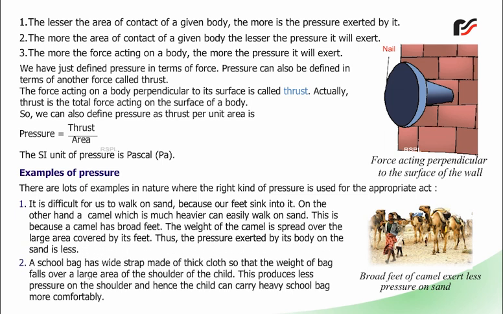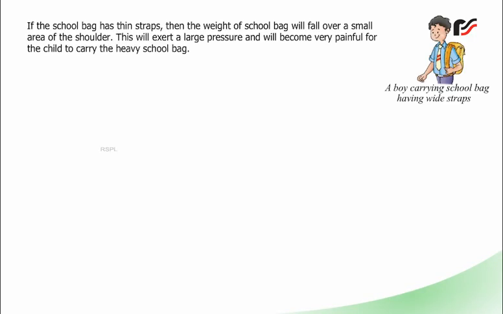2. A school bag has wide straps made of thick cloth so that the weight of the bag falls over a large area of the shoulder of the child. This produces less pressure on the shoulder, and hence the child can carry a heavy school bag more comfortably. If the school bag has thin straps, then the weight of the school bag will fall over a small area of the shoulder. This will exert a large pressure and will become very painful for the child to carry the heavy school bag.